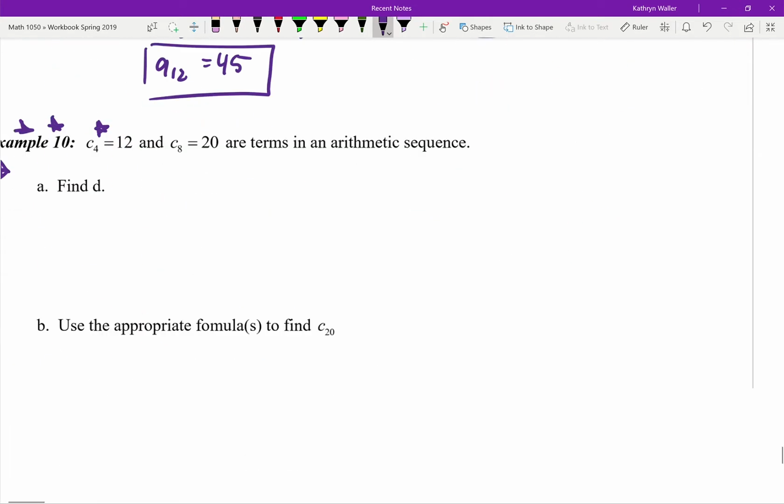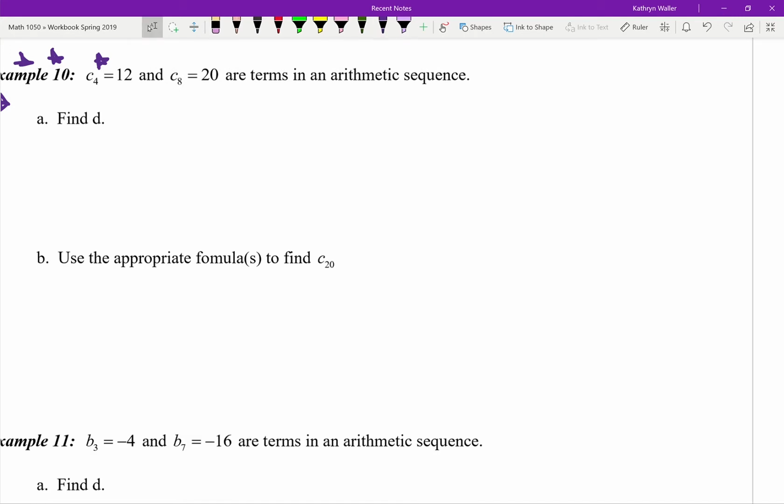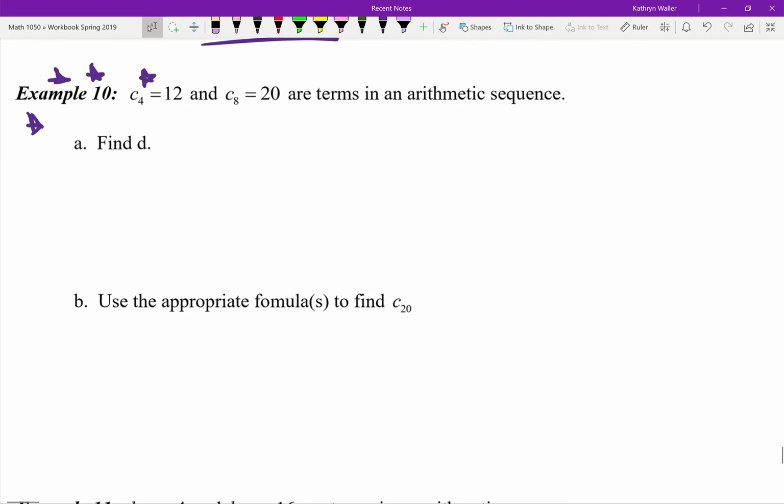Okay, this one I've seen. And then 11 is a repetition of 10. It hasn't been on a test for a while, but that's why I added it in, because I saw it. It popped up. Okay, c sub 4 equals 12. Everybody write this down. The fourth term is 12. That's what that means. c sub 8 is 20. That means the 8th term is 20.